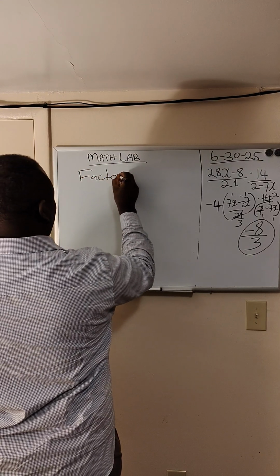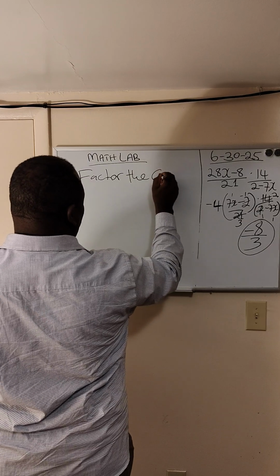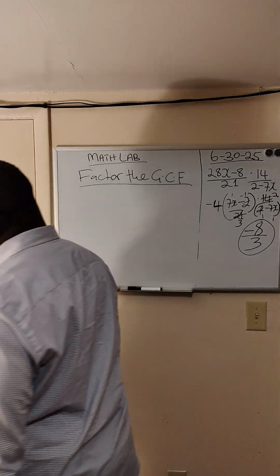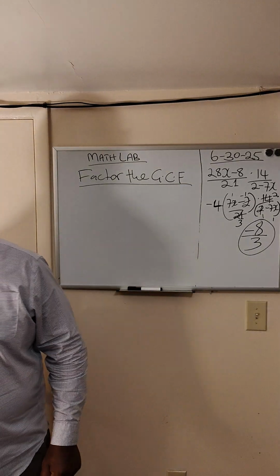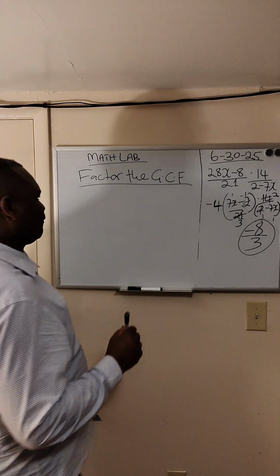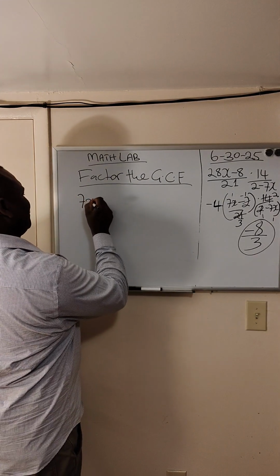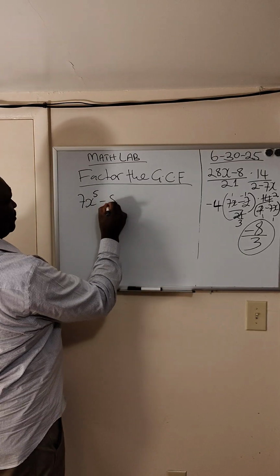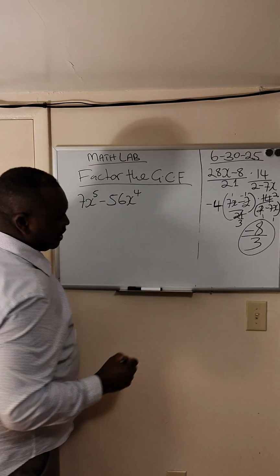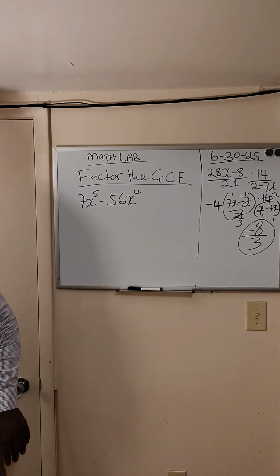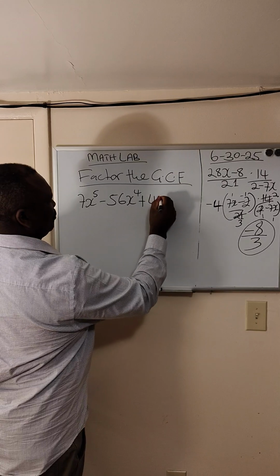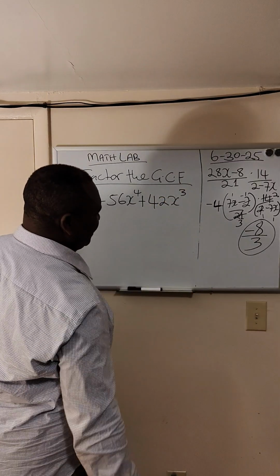Factor the GCF. We've been given 7x to the power of 5 minus 56x to the power of 4, and then plus 42x cubed.